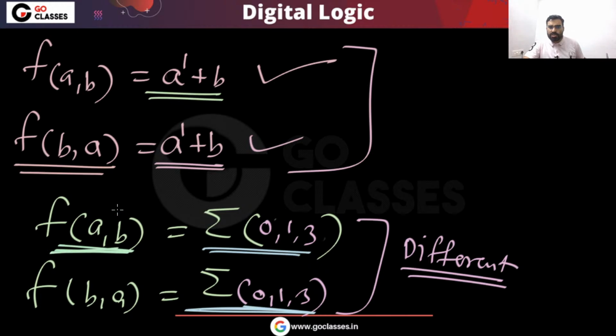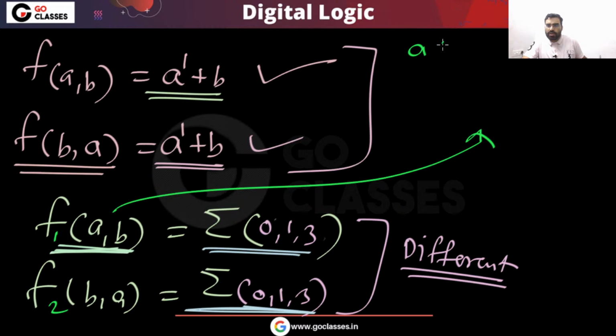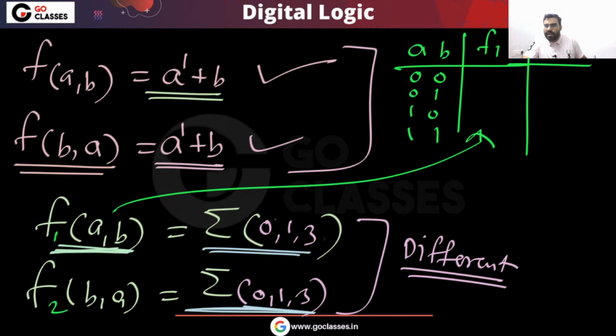So in this situation, what will happen? What will f(A, B) be? You have this 0, 1, 3. Let me call this F1 and this F2. You can notice this is 0, 0, 0, 1, 1, 0, 1, 1. What will be F1 and what will be F2? F1 will be 1, 1, 0, 1. And what will be F2? Tell me, what will be F2? F2 will be 1.